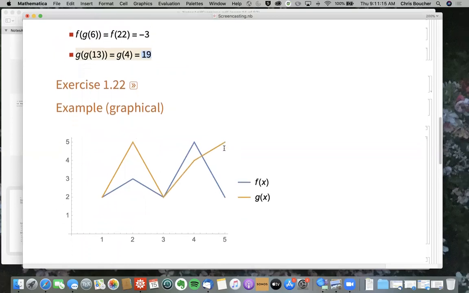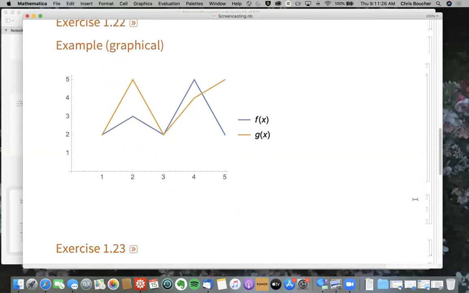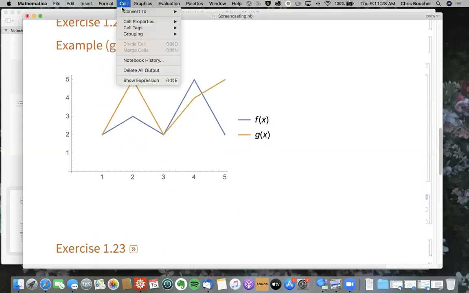What about from graphs? So here are two function graphs. The blue graph is f, the orange graph is g. You'll notice that they both pass a vertical line test. So these are graphs of functions. So let's see how to evaluate some compositions here.